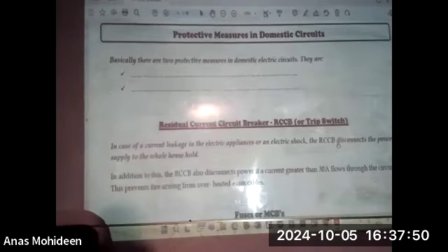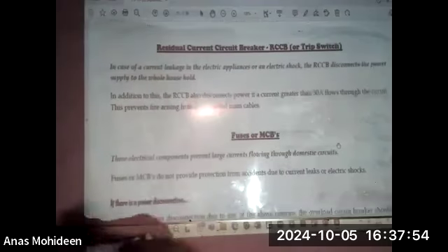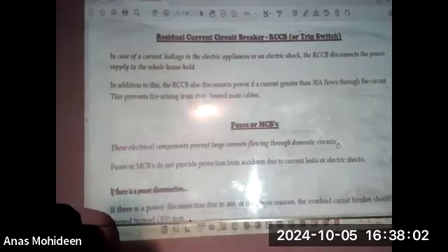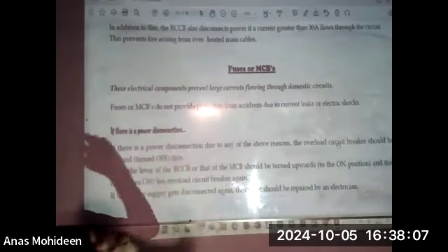MCBs, that I think is already highlighted. In MCBs, what happens? If more than the maximum current is passing, then it will turn off. And if there is a power connection, this is what I told you, going to the OCB, RCCB; that setup is not given here.